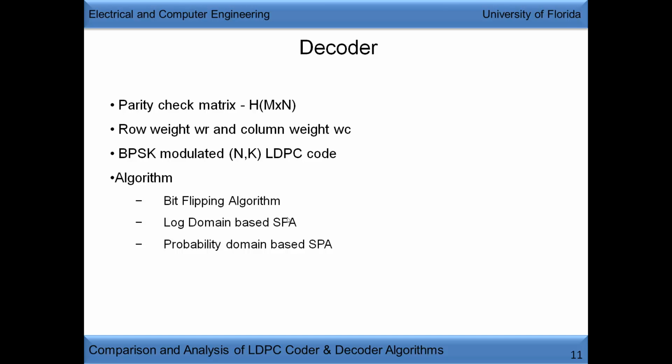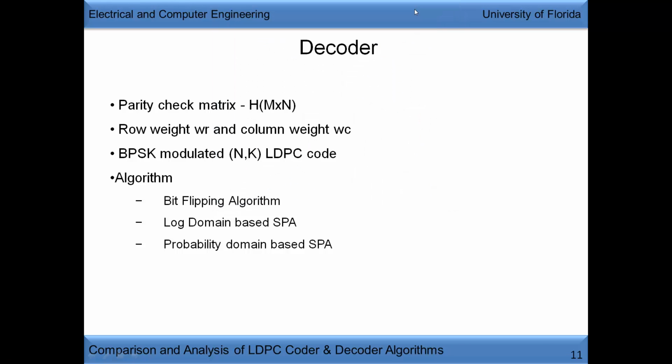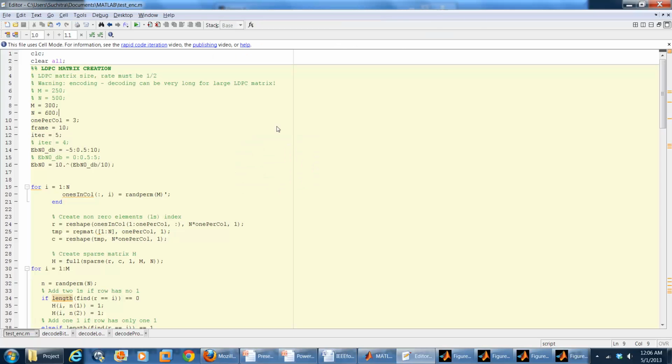Decoder. Now you have a parity check matrix H of size n cross n. You have the row weight, you have the column weight, and you have a BPSK modulated signal, which is the LDPC code. The various algorithms that I use. Okay, now this is our output of a 300 cross 600 matrix. Let's change the code and run it for 250 cross 500.